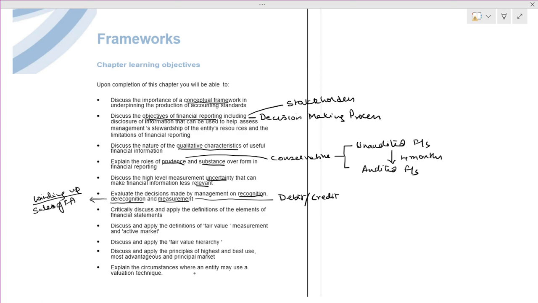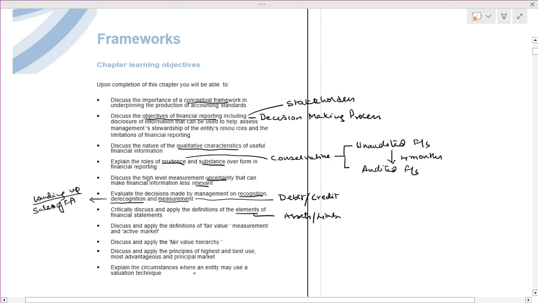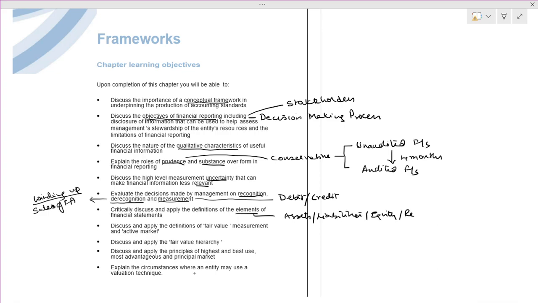Next, we have the elements. Elements are nothing but you will have the assets. I know you know this. Assets, you will have the liabilities, you have the equity, you have the revenue or income, and you have the expenses.